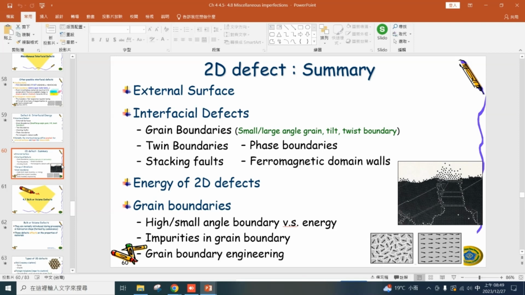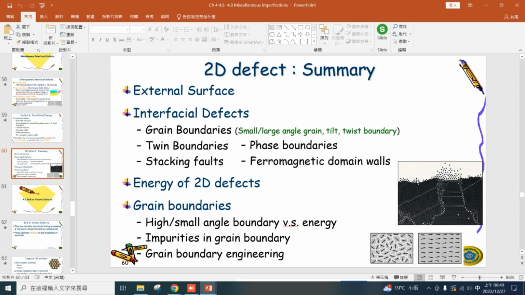So, last week, we learned two-dimensional defects, and this is a summary. And then let's record this information together. So, for the two-dimensional defects, the first one is the external surface.